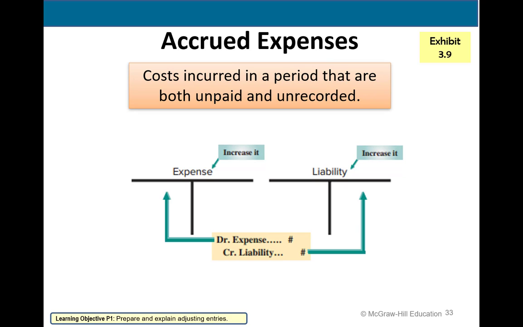An accrued expense is defined as a cost incurred in the current period that is both unpaid and unrecorded. When you use your credit card, you often do not record the transaction until you pay your monthly invoice, even though you incurred the cost. Accrued expenses must be reported on the income statement in the period when they happened. For all accrued expense adjusting entries, we debit or increase an expense account and credit or increase a liability account.